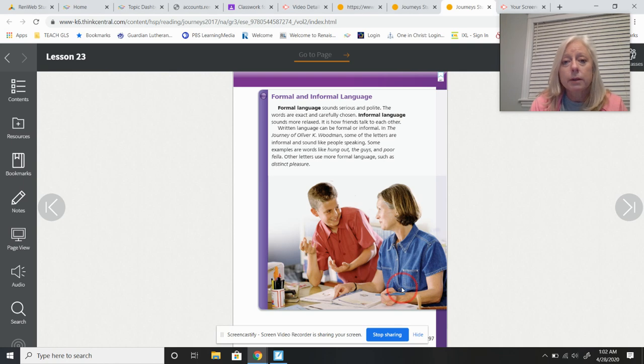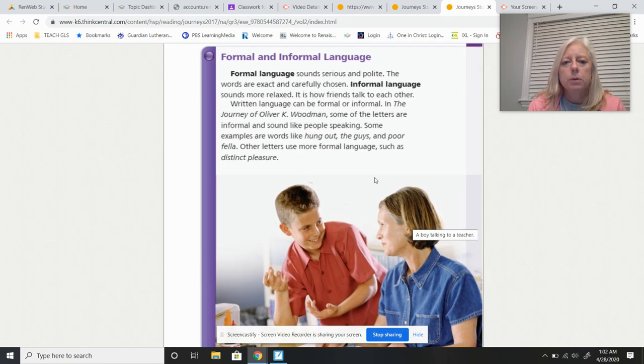Well, in the story, The Journey of Oliver K. Woodman, which is written in all different letters on Oliver's journey from South Carolina to California, the letters are written in different ways, right? So what I want to do is read through what it says on page 297 of your textbook, Formal and Informal Language. You can follow along. You can grab your textbook. You can just read along with me. That's okay. Either way.